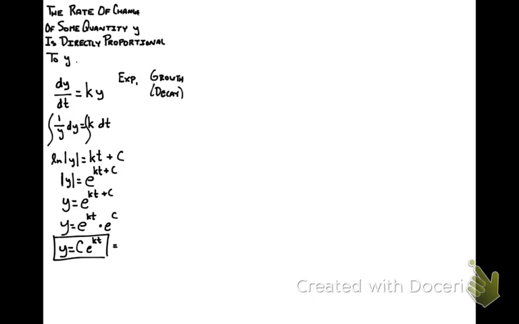And other textbooks put it this way: instead of using c, they call it y naught times e to the kt. Notice that in our first form, y equals c e to the kt, if t equals 0, then y equals c. So the reason that some textbooks prefer y naught is because that's the value you get when t is 0, or it's the initial value, the starting amount that's either growing or decaying.